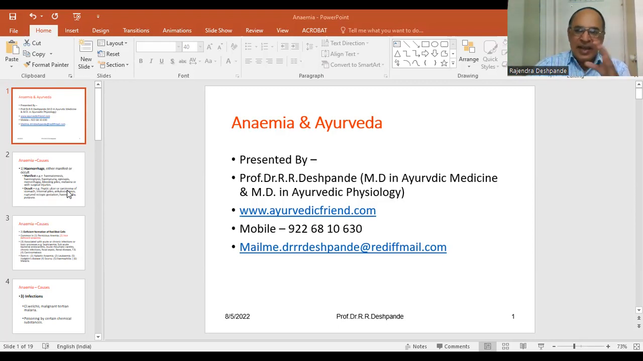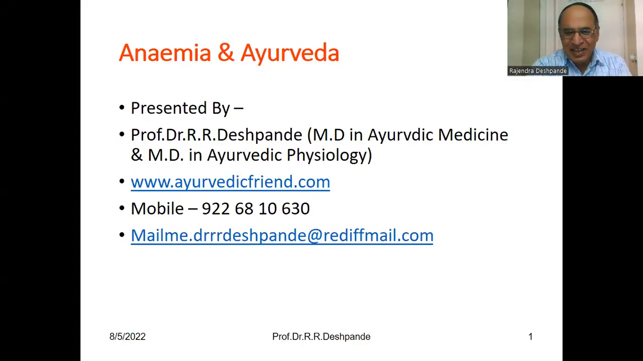Personally, I feel that anemia is not at all a disease as such. This can be a symptom. Try to understand. And what is the necessity for a doctor or a patient to find out the original cause of this low hemoglobin or low RBC count? So I will start with the PowerPoint presentation, so it will be nicer to look at.